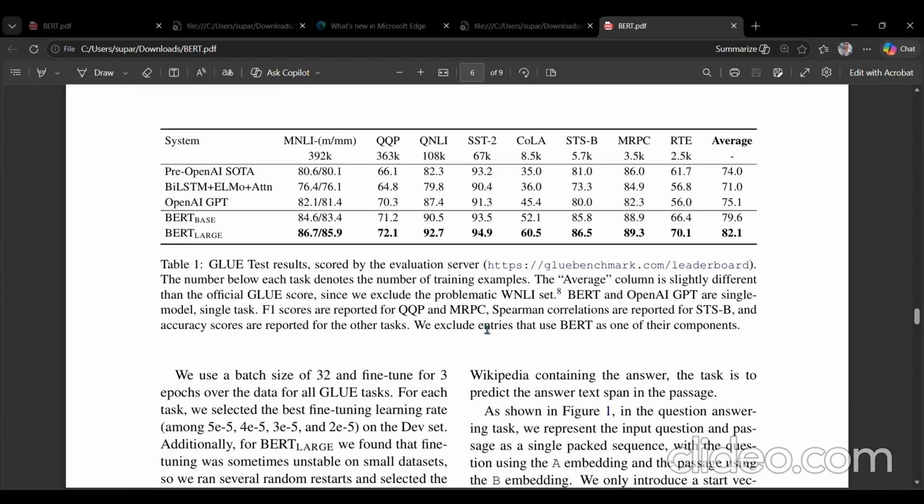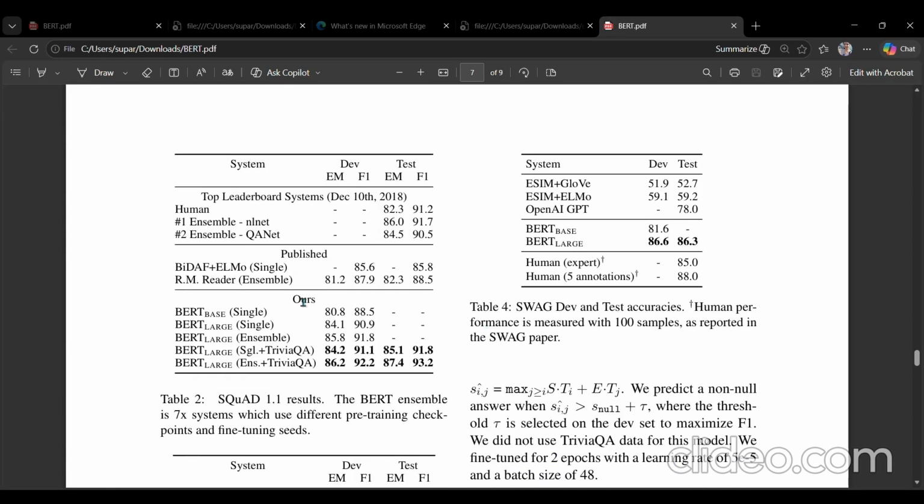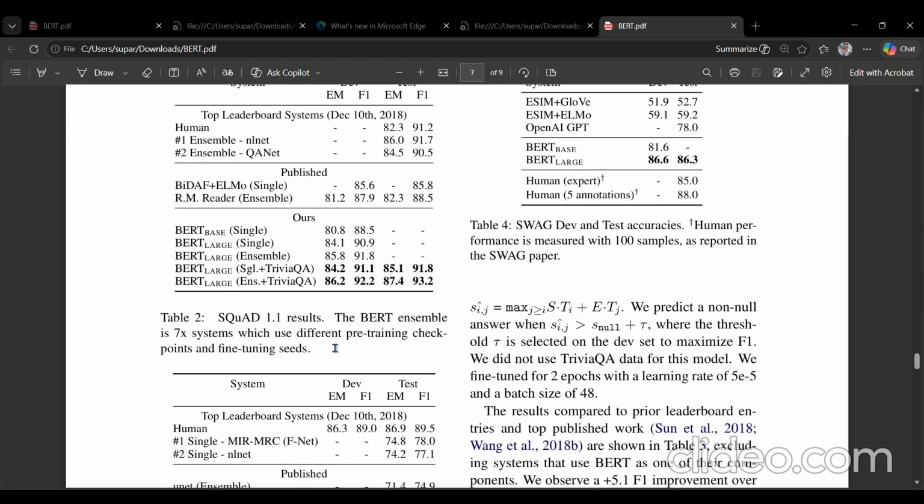Here we have the results of the SQuAD dataset experiment, the SQuAD 1.1 results. Here we can see that even the BERT base model has a significantly better performance of 88.5%, which has outperformed all the previous models, including the human baselines as well.